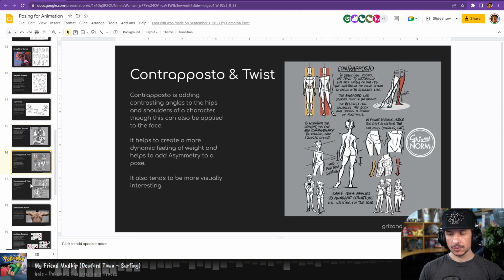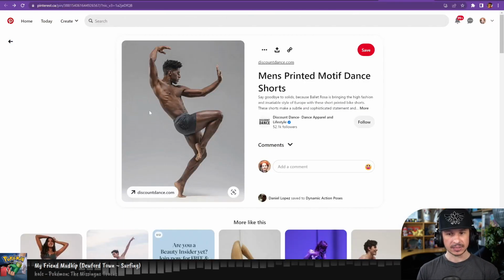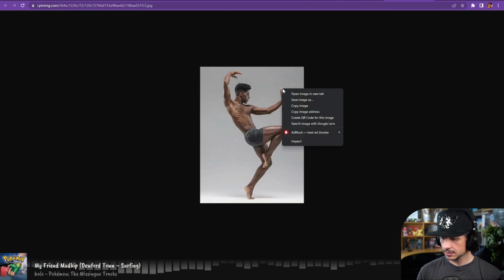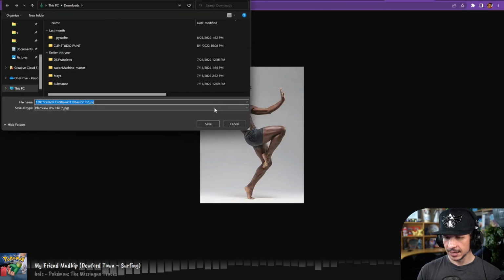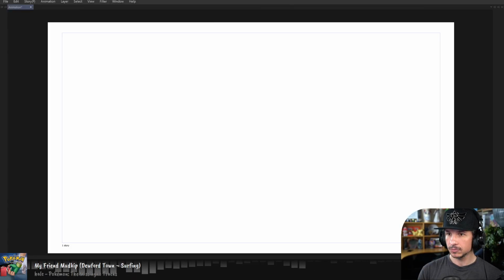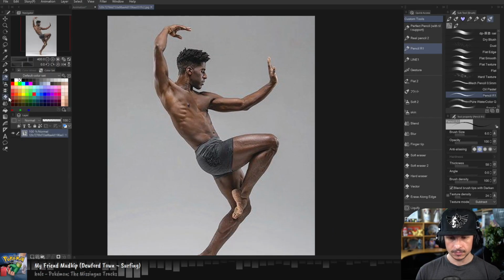So we're going to be going through these a little bit in these poses. The first thing that I typically look for, and let's actually open this image here. It's not the highest quality image, but let me just save this here. There we go. And I'll just draw over it. Not the highest image quality, but it'll do.